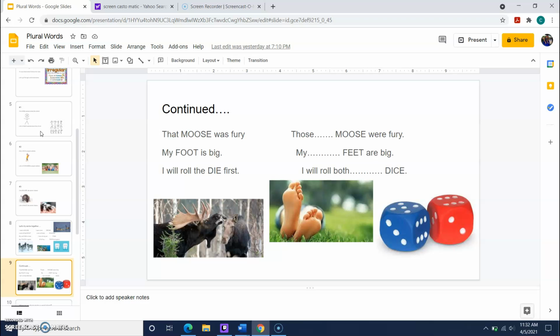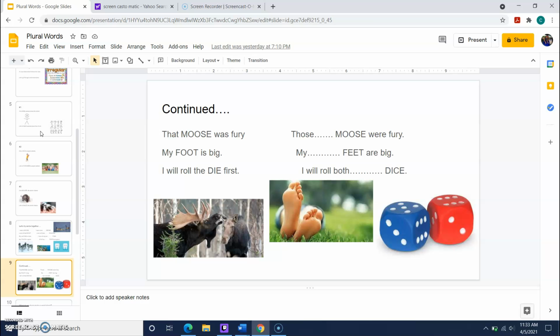Here's some more examples for you guys. Moose is going to be like fish and deer. So this one would be, that moose was furry. So then we have to change it to, those moose were furry.